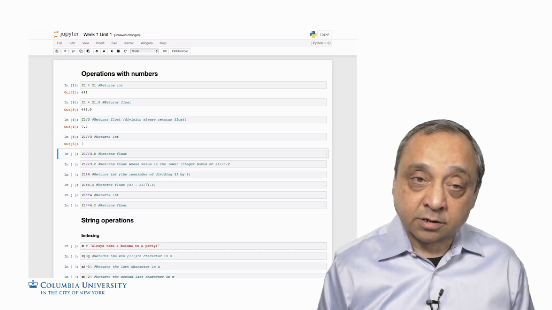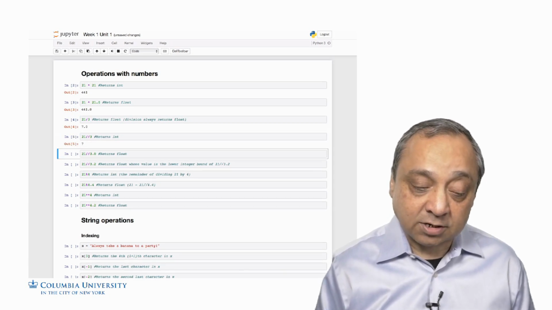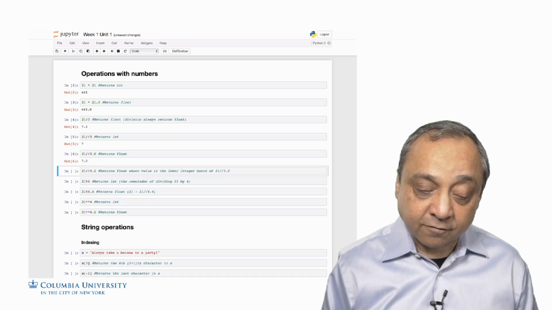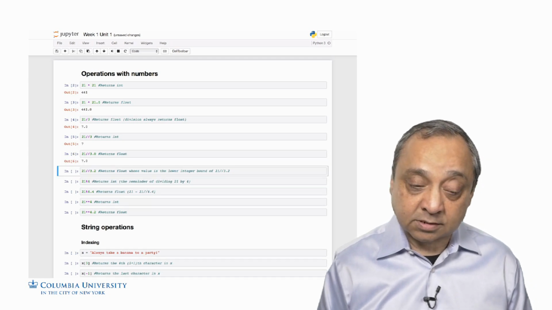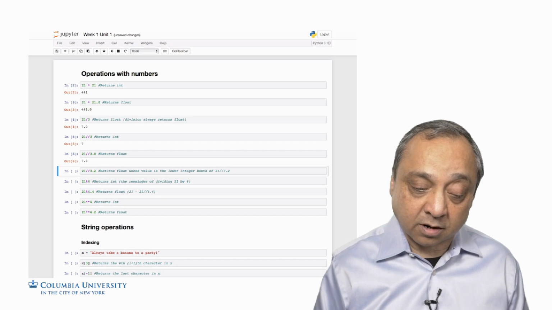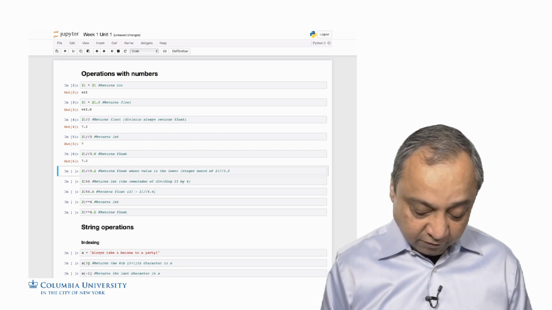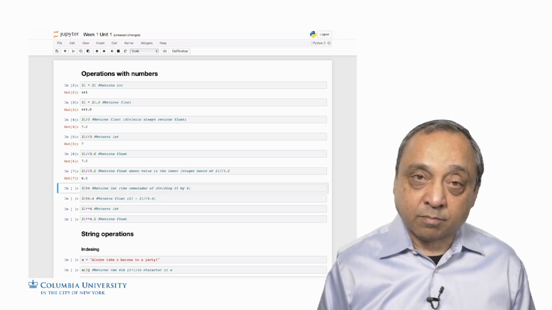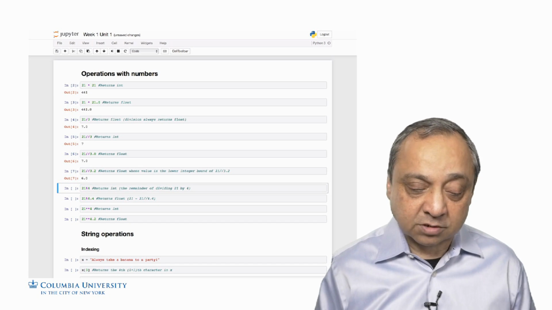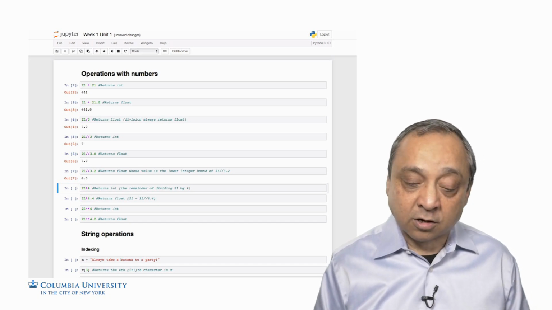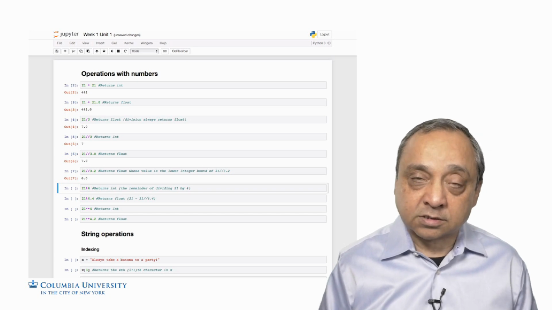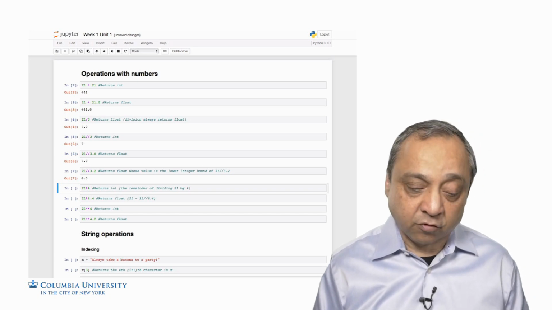You can always return an integer by using two slashes. So two slashes is integer division. However, note that if either of the operands in a slash operator are float, then the result is also a float. And there's some tricky stuff, like for example, if we do an integer division of 21 by 3.2, we're going to get the lower integer bound of 21 divided by 3.2, which is 6, and it'll report it as a floating point number, 6.0.